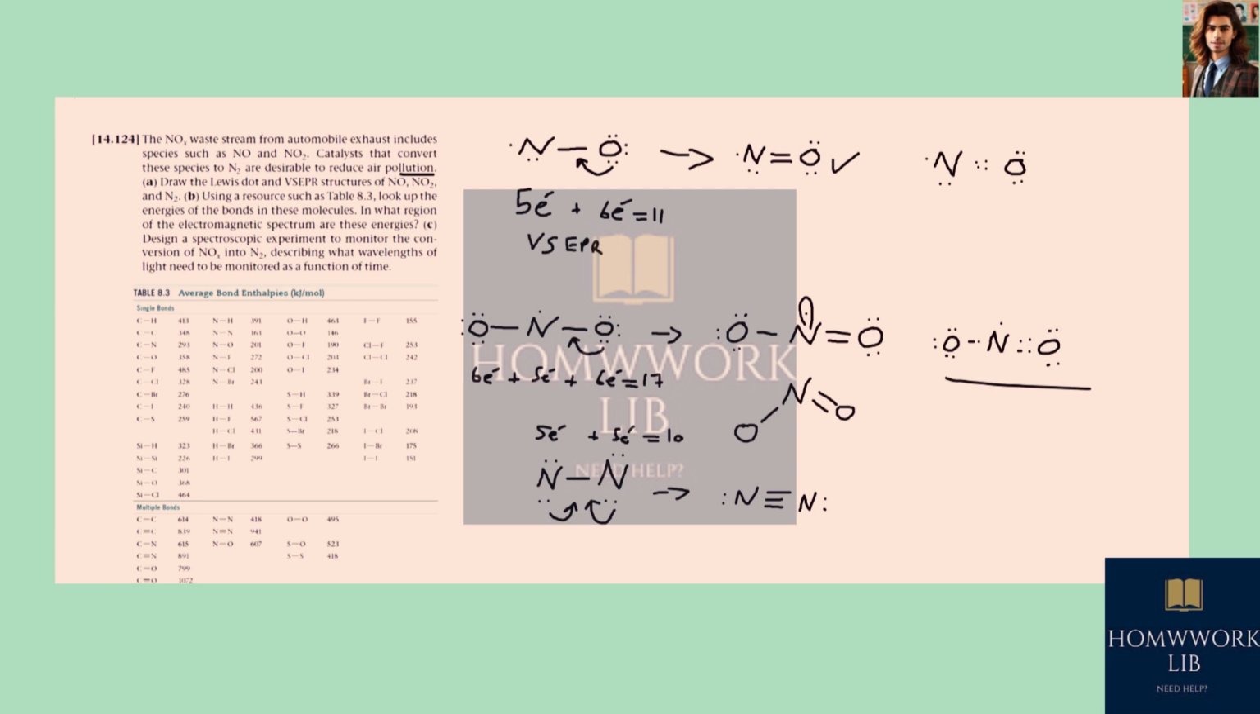And for the Lewis structure of this guy, again, we're just going to do electrons rather than the bonds. And this is going to be the Lewis structures. So let's write VSEPR over here and Lewis over here.